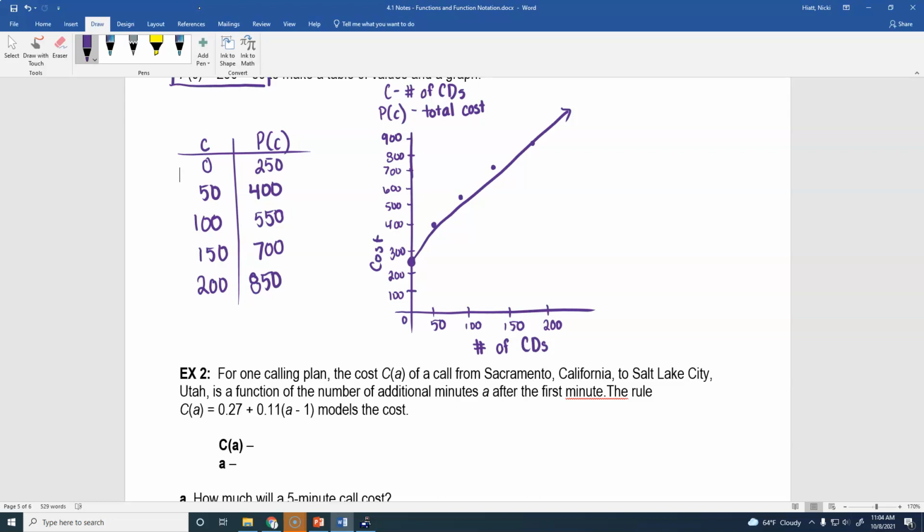Okay, so you could set this up. This would be important to know if you were doing this, and you could even use a graphing calculator to find out more here.